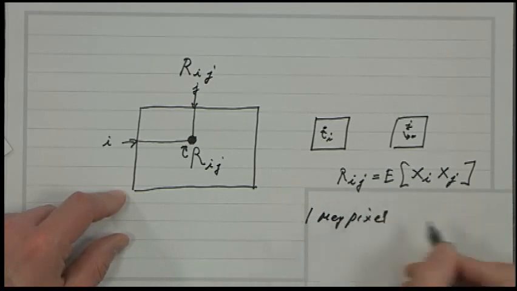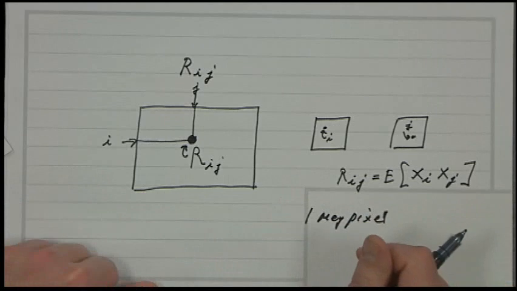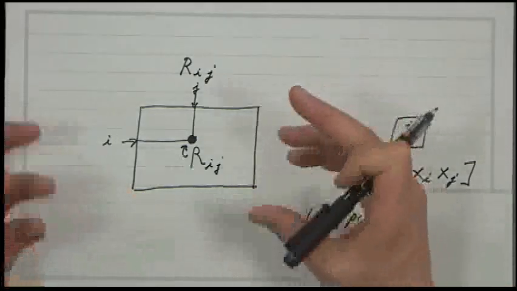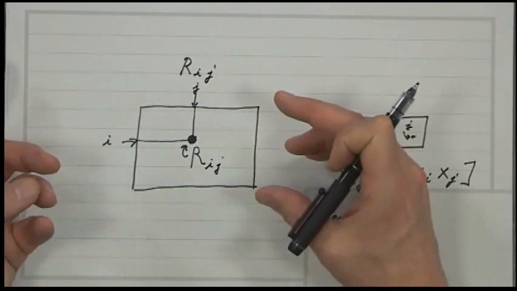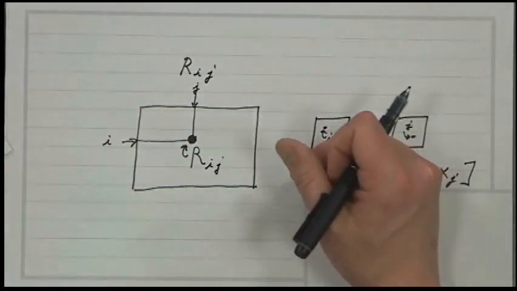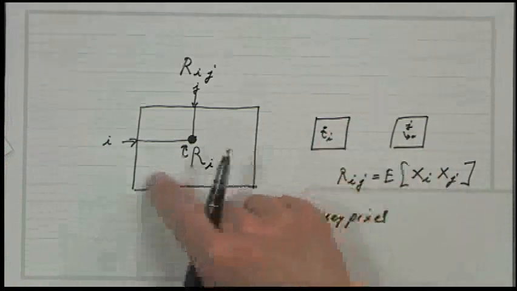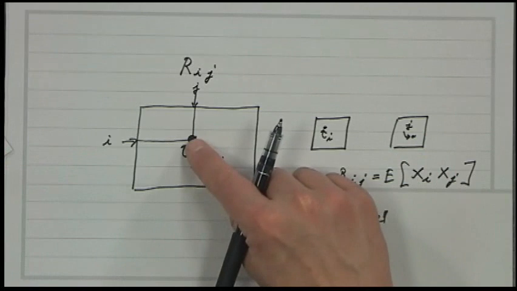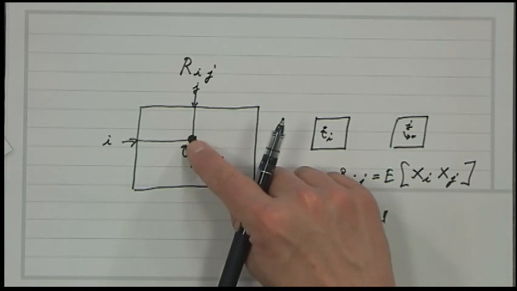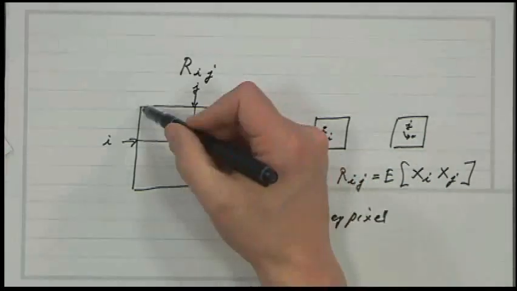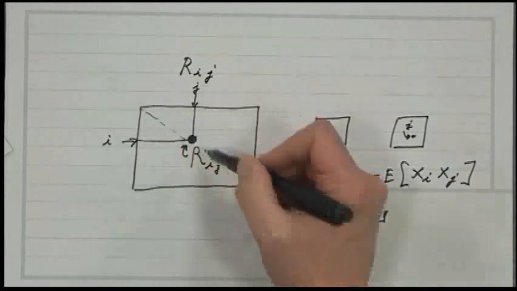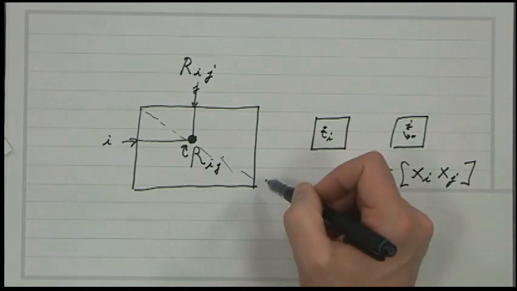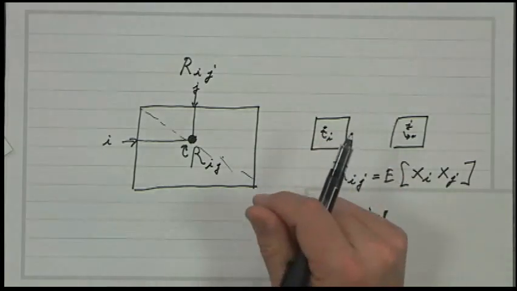So a megapixel means that there's roughly 1,000,000 pixels, right? So this matrix here is 1,000,000 by 1,000,000. This is a huge matrix. All the pixels in the image, there's going to be some correlation, but the correlation tends to drop off with distance. But the diagonal, by the way, of this matrix is the variance of each pixel.